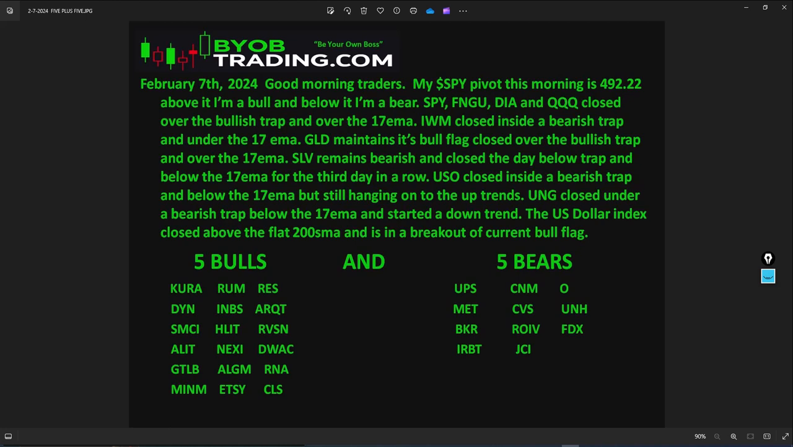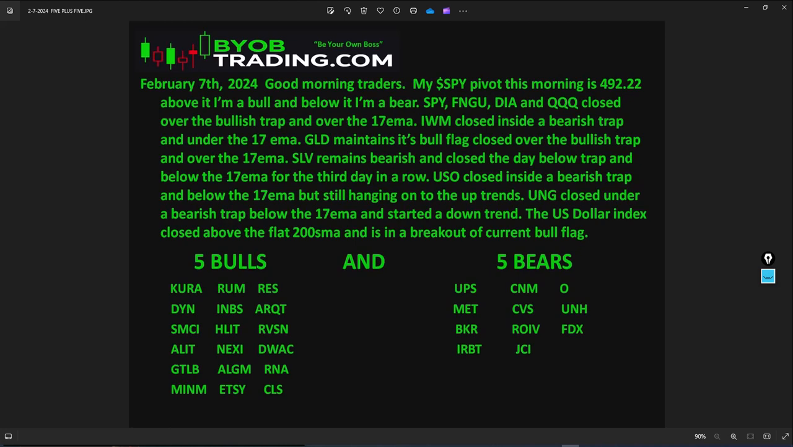SPY, FNGU, Diamond Dow, and QQQ all closed over the bullish trap, over the 17 EMA trend indicator. IWM closed inside a bearish trap, a little bit different there, and under the 17 EMA. Gold maintains its bull flag, closed over the bullish trap and over the 17 EMA trend indicator.